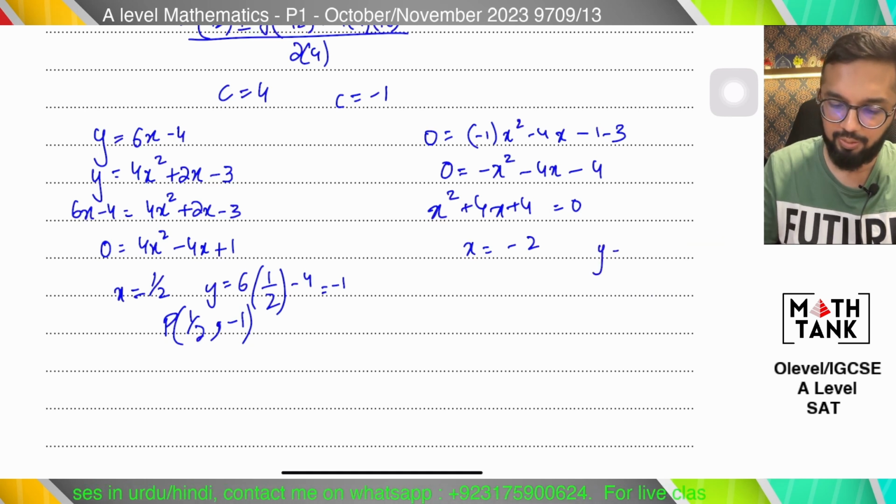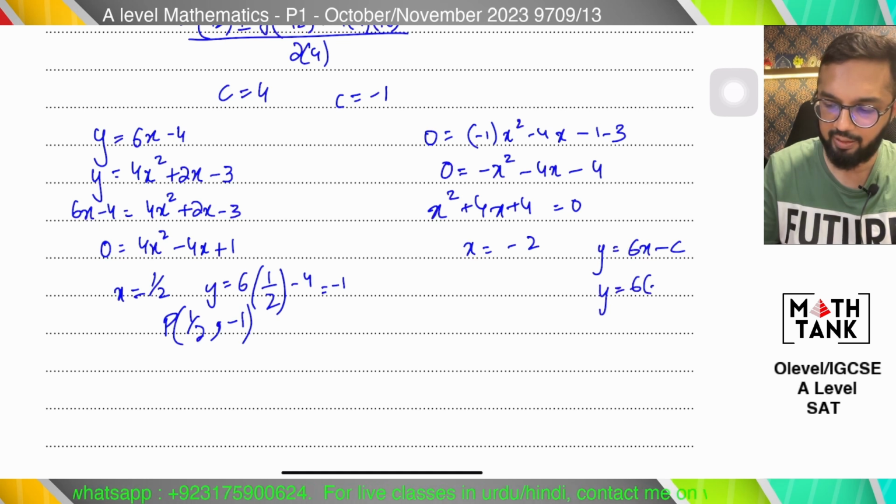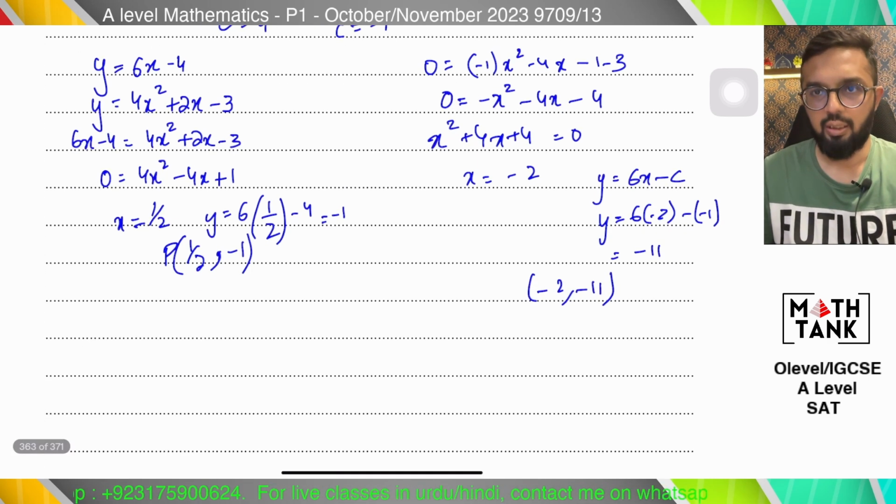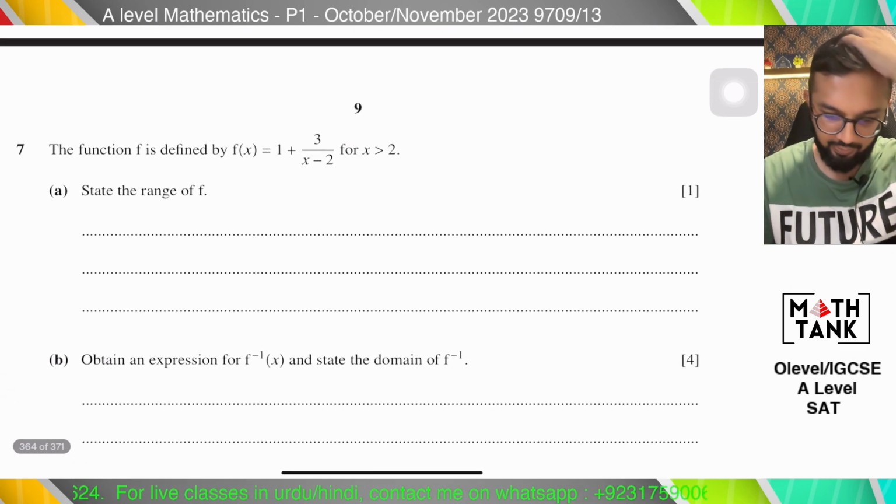Okay, so y should be 6x minus c, so 6 times minus 2 times minus 1. So that's minus 12 plus 1, minus 11, so minus 2 comma minus 11. Okay, that is the correct answer. Let's move on to question number 7.